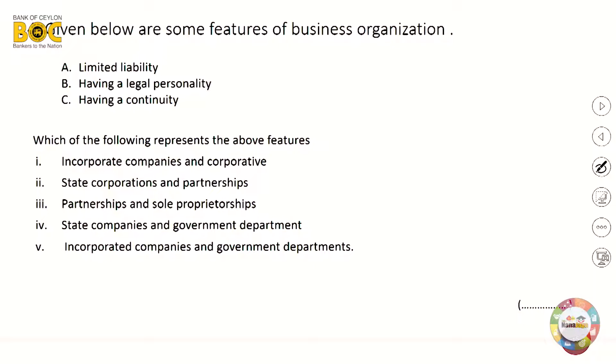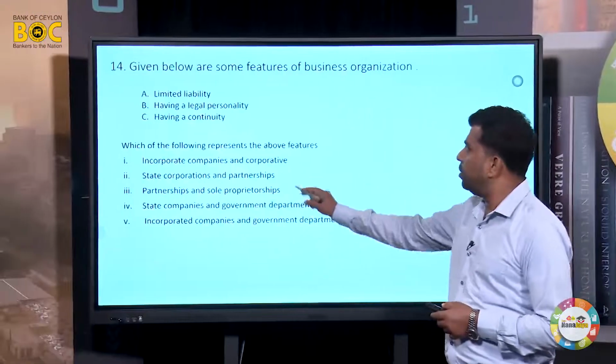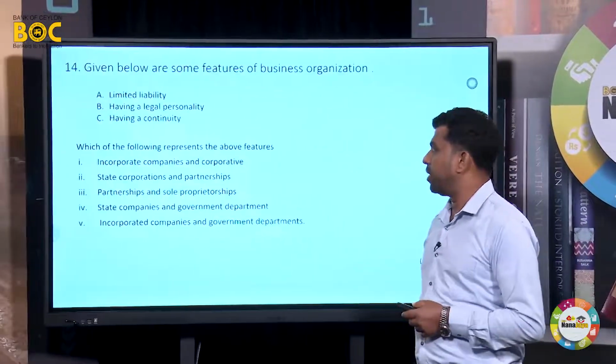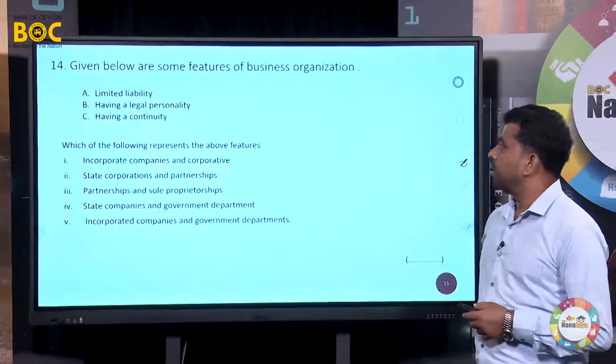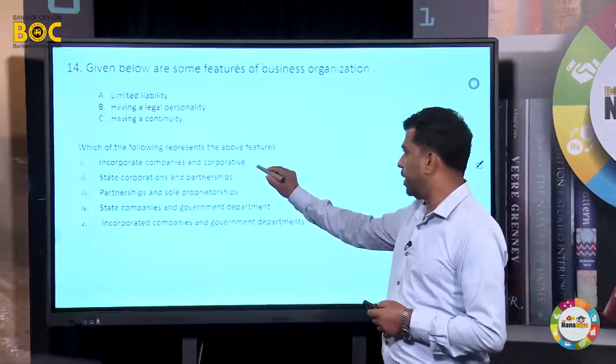State corporations and partnerships doesn't have limited liability and legal personality and continuity. Partnerships and sole proprietorships, their features are unlimited liability, no legal personality and no continuity. State companies and departments doesn't have legal personality. Incorporated companies and government department, here also same, government departments doesn't have legal personality. The correct option is incorporated companies and cooperatives. This is the first option.